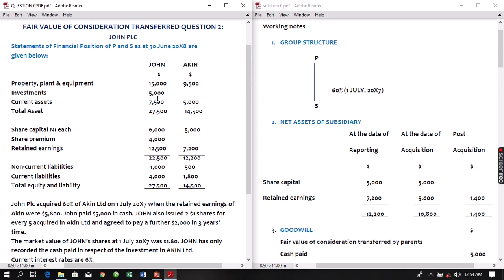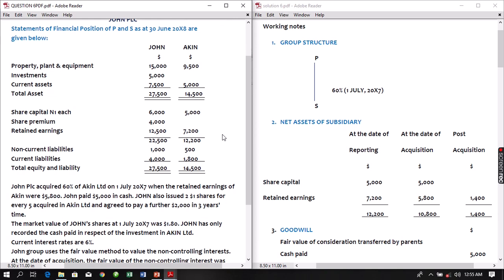John PLC acquires 60% of Akin Limited on 1st July 20x7 when the retained earnings of Akin were $5,800. John paid $5,000 in cash. John also issued 2 $1 shares for every 5 acquired in Akin Limited and agreed to pay a further $2,000 in 3 years' time. The market value of John's shares as at 1st July 20x7 was $1.8. John has only recorded the cash paid in respect of the investment in Akin Limited.